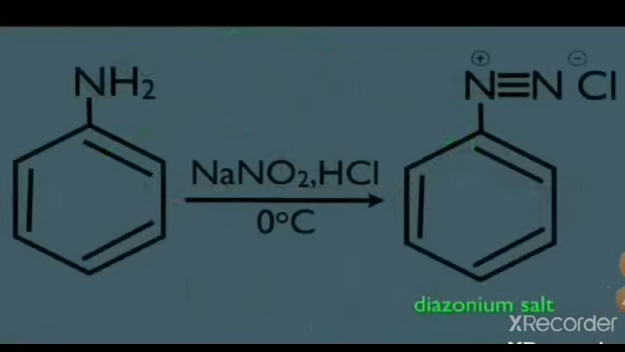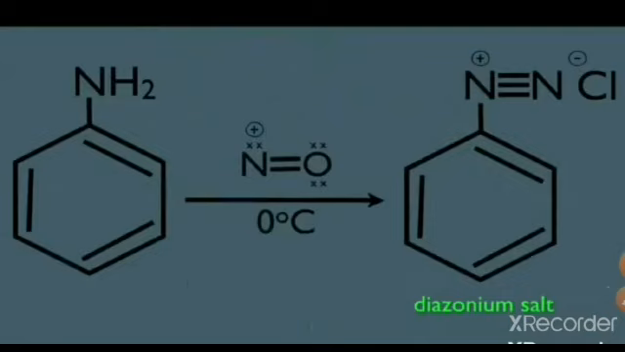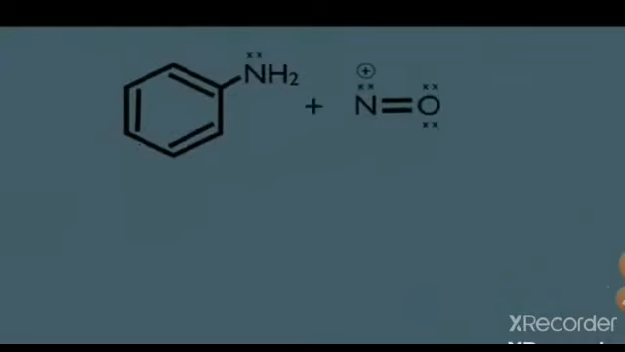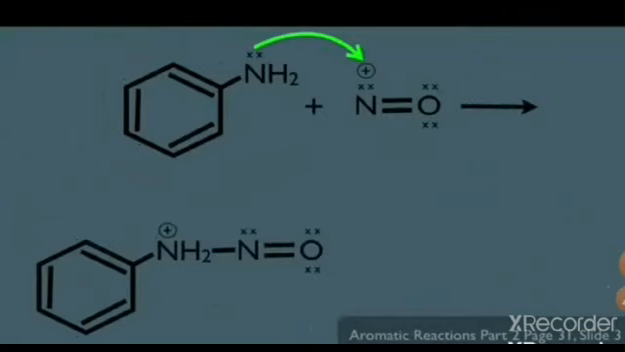So going back to the reaction here, NaNO2 and HCl react with each other to create the N+=O ion. Here this N=O reacts with the amine. Now look at the mechanism of how this is going to happen. The first step here is the NH2 group on the benzene ring attacks this N+ ion, creating a bond between two nitrogens, giving us this result over here.